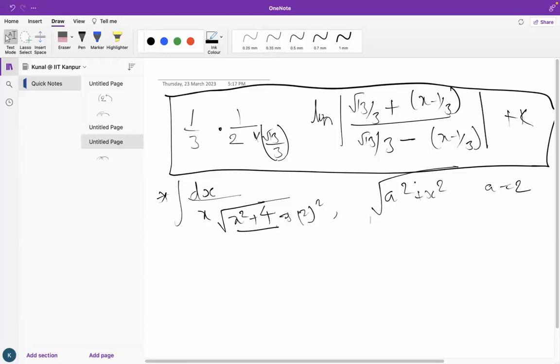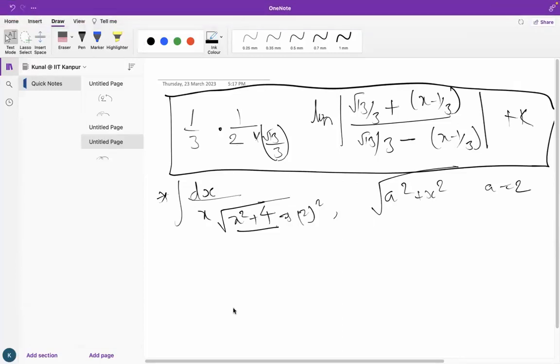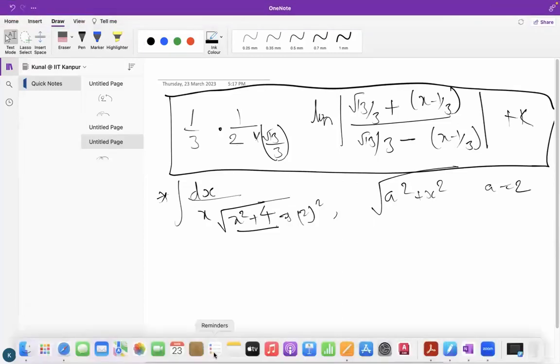So here we cannot directly apply the standard algebraic form because a linear function has come here, so we cannot convert directly. So what we have to do is use the substitution method to integrate this function. I hope you all understand this. I just have to use the basic trigonometric substitution to solve this problem.